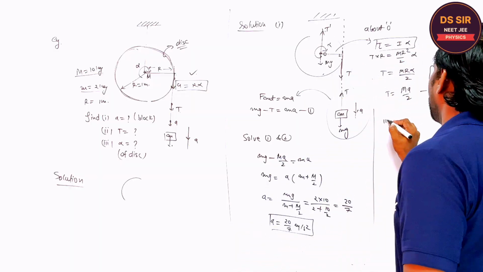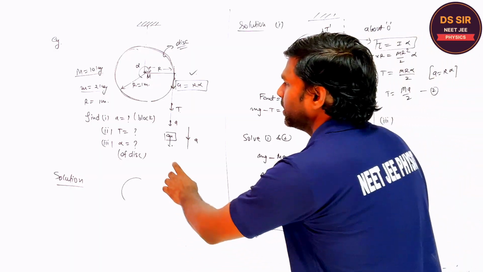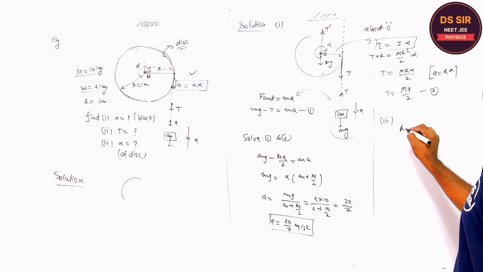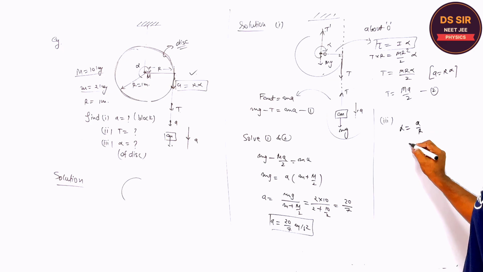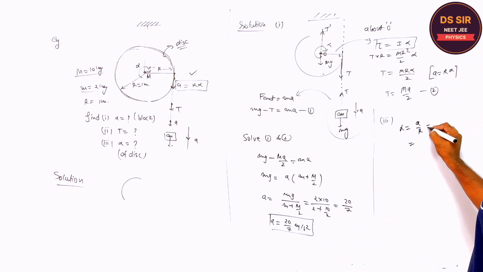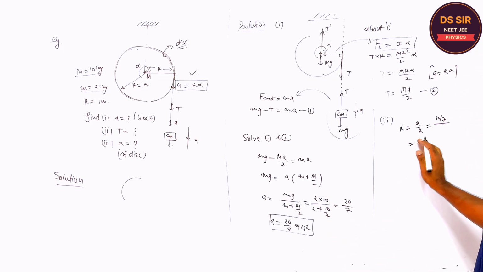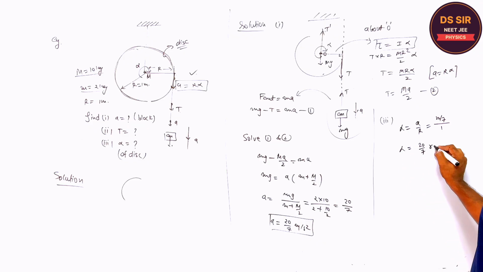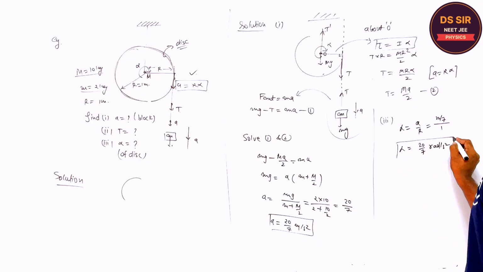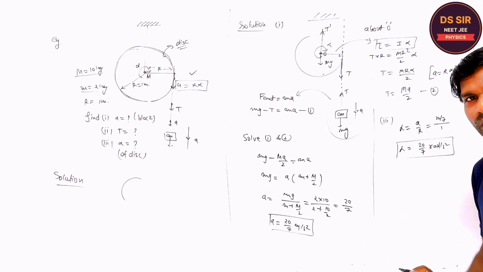In the third part, what is the third part? The angular acceleration. So alpha is equal to what? Say a upon R. The linear acceleration is 20 upon 7. What is the R? It is 1. So alpha is equal to 20 upon 7 radian per second square also. Is it clear or not?